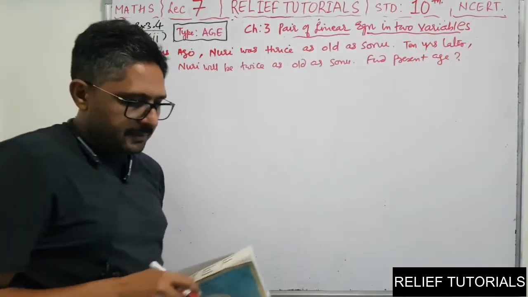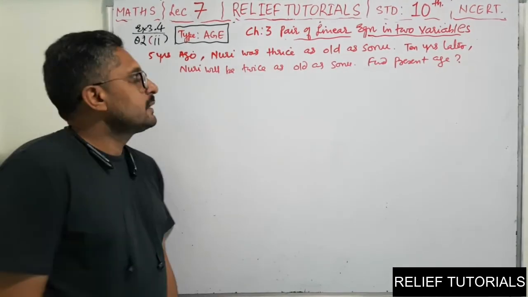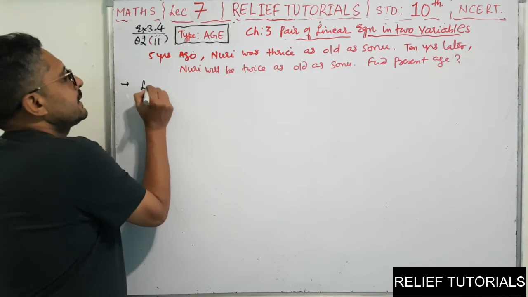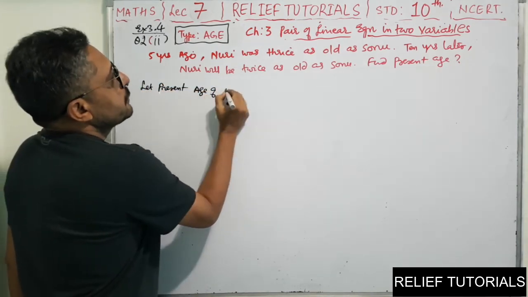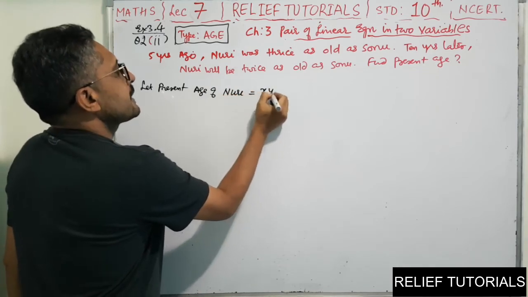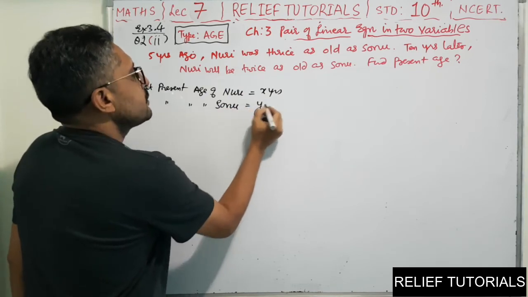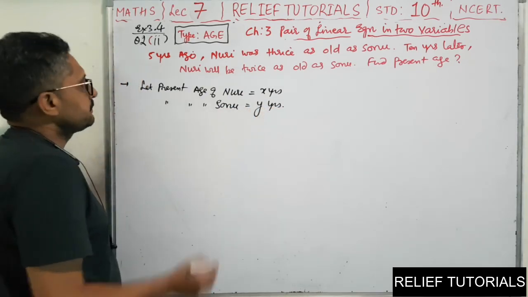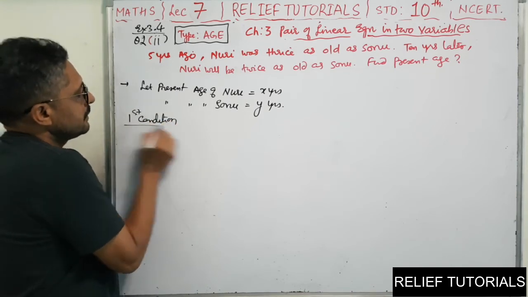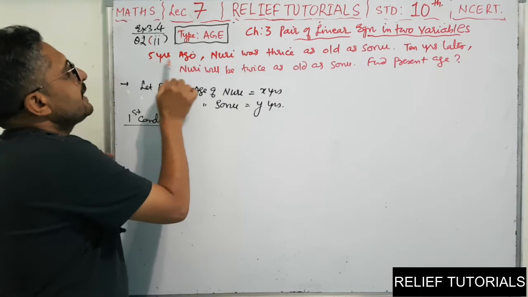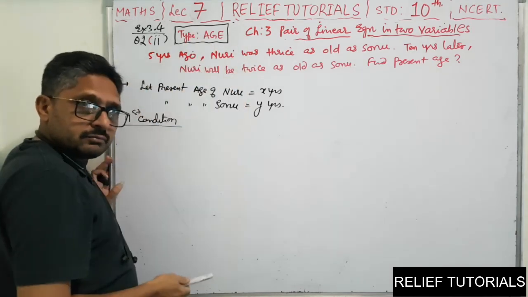See, this is our last problem. Okay, now we are solving this problem. Let present age of Noori be x years. Present age of Sonu is y years. Clear? Now we'll see the first condition. What is the first condition? 5 years ago. So they are talking about age 5 years ago.